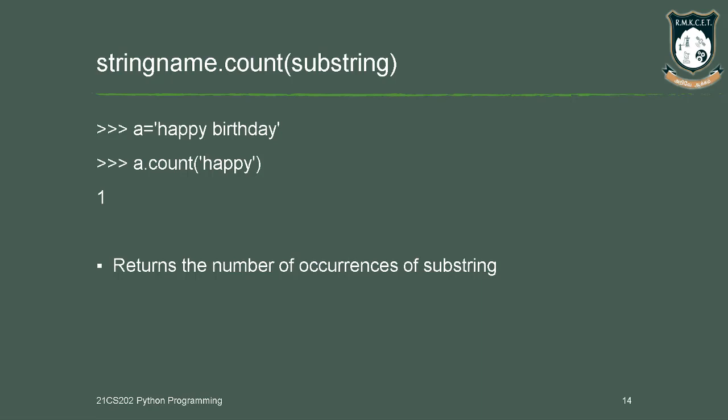So next it is count. Here we will be passing a substring, and we will be able to count the occurrence of that substring in that particular string. Here we are passing the substring happy, and we are making the method count how many times happy is present in that string. Here only once the happy substring is available, so it is returning the value 1.